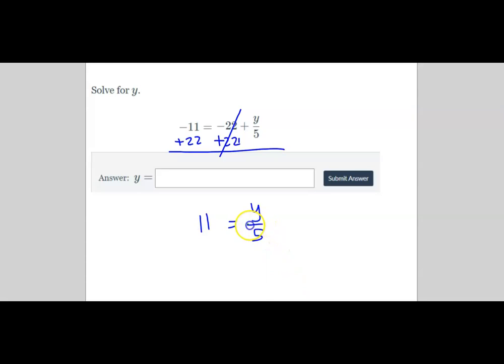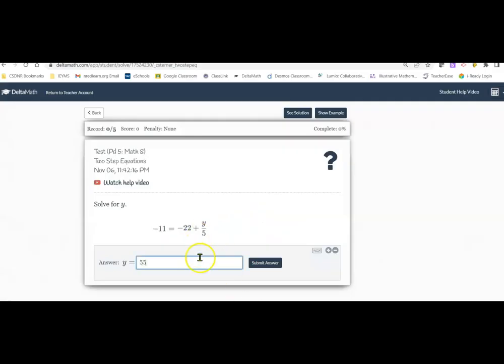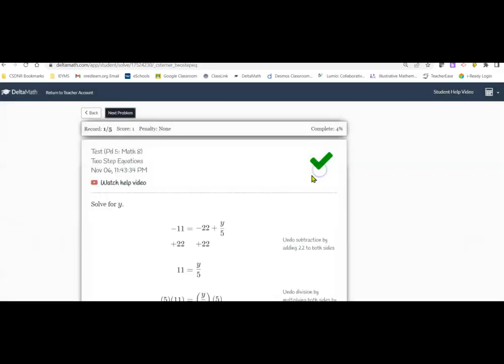So the inverse of dividing by 5 is multiplying by 5. Those are inverses. And what I do to one side, I do to both sides. So the answer here is that y is equal to 55. So we'll type that in, and we'll try another question.